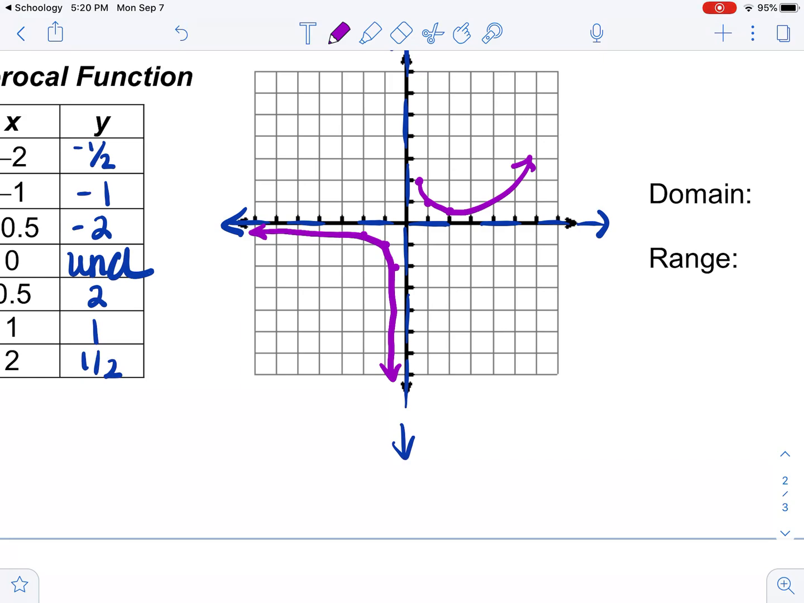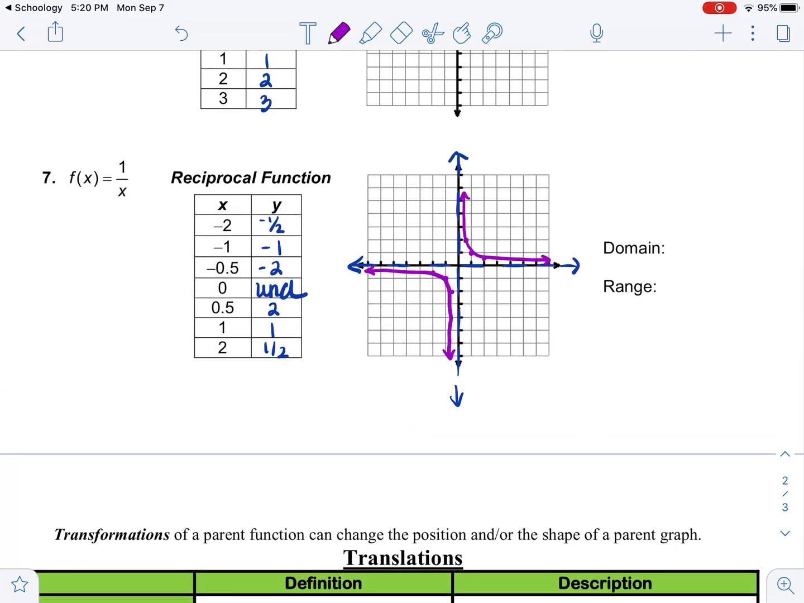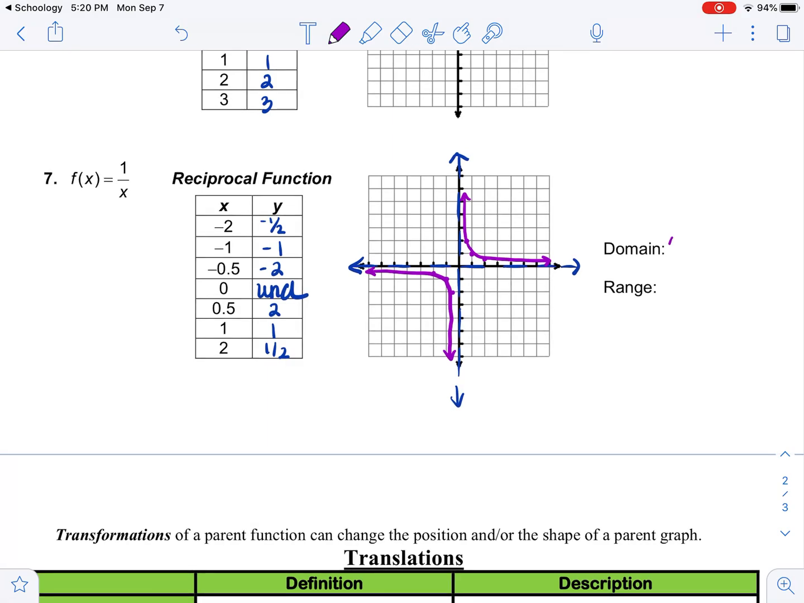Okay? That's not what asymptotes are there for. They're there so you can get closer and closer and closer to them, never crossing, never touching. All right, if you look at your domain, it goes from an arrow to an arrow, but there are no x values at 0. So you're going to say from negative infinity to 0, union 0 to infinity. Same thing goes for your range, negative infinity to 0, union 0 to infinity.